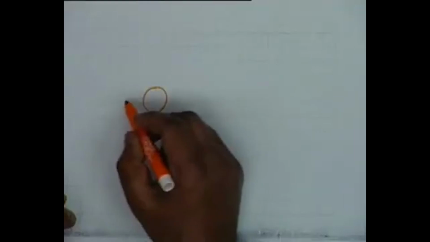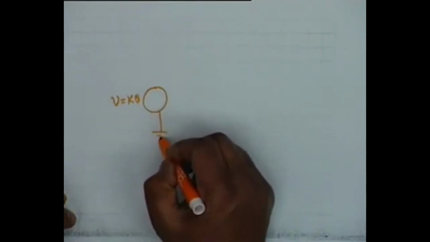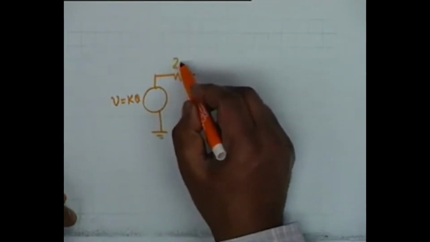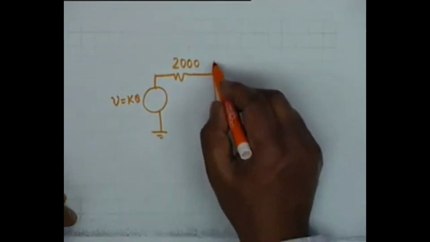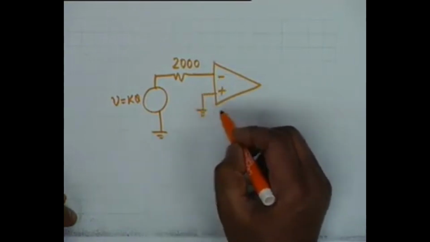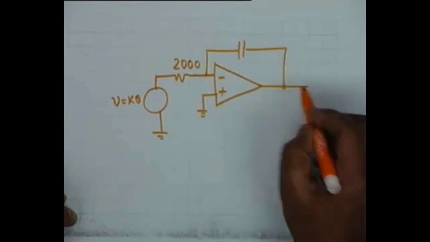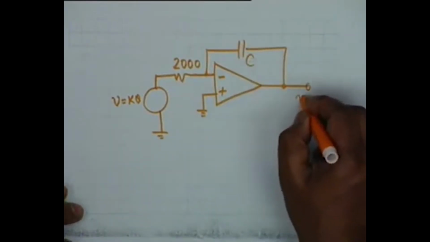What we have to do is V equal to KQ. I am not indicating a polarity right away. We shall see this. 2000 ohm. Now this resistance is already there. So why don't you use an op amp? Let this be grounded. We have to use a capital C here, and this is V0.